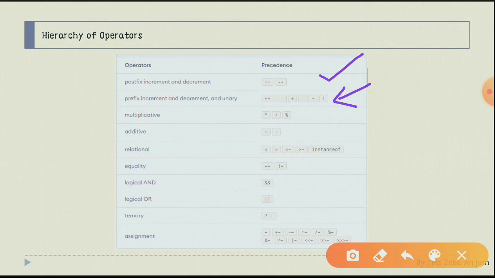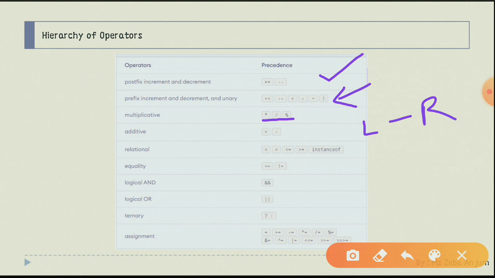Thirdly, you can see multiplicative. In multiplicative, you have three operators: multiply, divide, and modulus. If you get all three, multiply, divide, modulus, within a single expression, then you are going to evaluate such kind of expression from left to right. Yes, from left to right, whichever operator you encounter at the very first, you are going to solve it first, and after that you will continue with the same hierarchy.